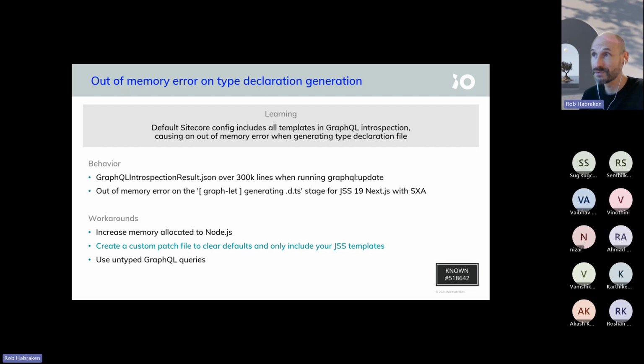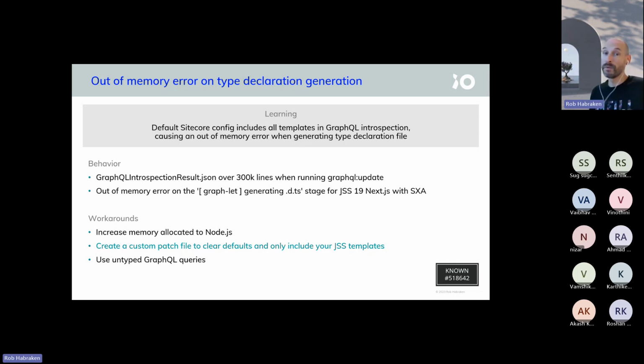The other solution is to not use GraphQL introspection, which means that you either have to find a solution yourself to use typed GraphQL queries, or you're using just untyped GraphQL queries. That obviously is a possibility, but then you are running the risk of finding your issues at runtime, which is not as easy to discover as at build time. So I wouldn't advise it as well. The best way to solve this is to actually create a custom patch file to clear the defaults.